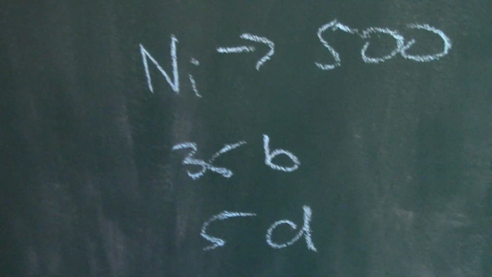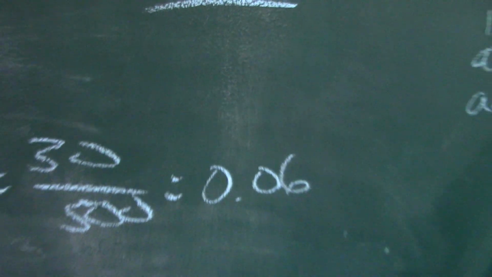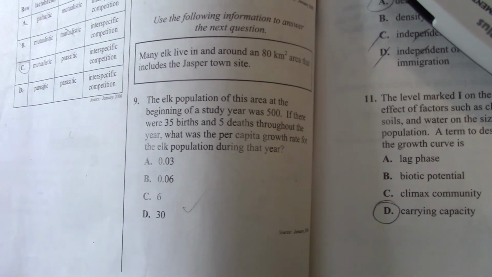So NI equals 500, right? And there were 35 births and 5 deaths. So your per capita growth rate equation is CGR equals 35 minus 5 over 500. And that's 30 divided by 500. So your per capita growth rate value is going to be 0.06. Okay. And that is 9B on page 130.